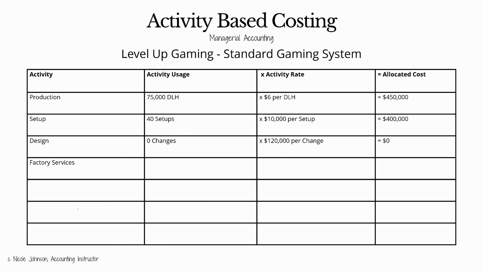For design, the standard gaming system expects 0 changes. We multiply that times the activity rate of $120,000 per change, we get an allocated cost for design of $0. And for factory services, the standard gaming system uses 12,000 square feet. Multiply that times the activity rate of $50 per square foot, we get an allocated cost of $600,000. We can total up these allocated costs on the right, and they come out to $1,450,000. We can divide this by the units we expect to produce for the year, 5,000, and we'll get the overhead cost per unit of $290.